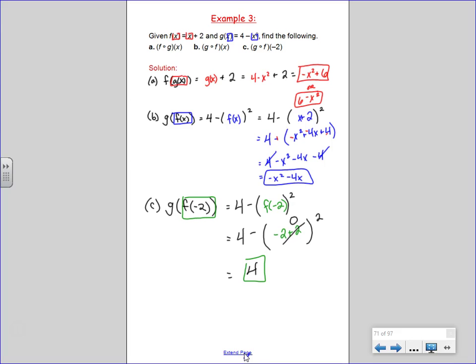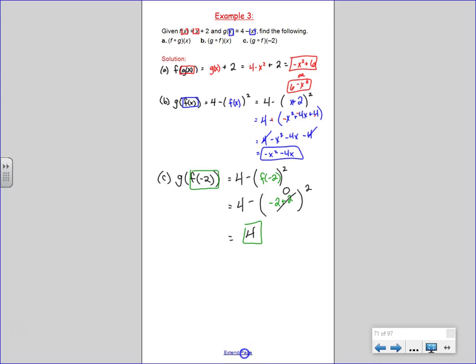That's one way. But who had another way? There was another way, and I think it would have been faster. You already found g of f of x to be negative x squared minus 4x. So how could we have found g of f of negative 2? It's just when x is negative 2. So we could have plugged in negative 2 squared minus 4 times negative 2.